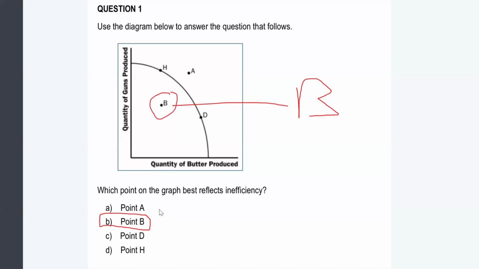So, why are we saying B represents inefficiency? Because it is inside of the production possibility frontier. So, this is what I was saying. It's a typical exam question. It's inside of the production possibility frontier.